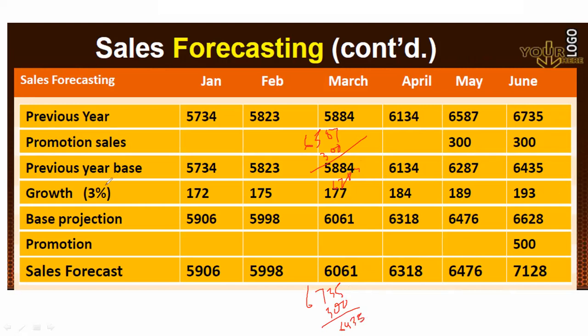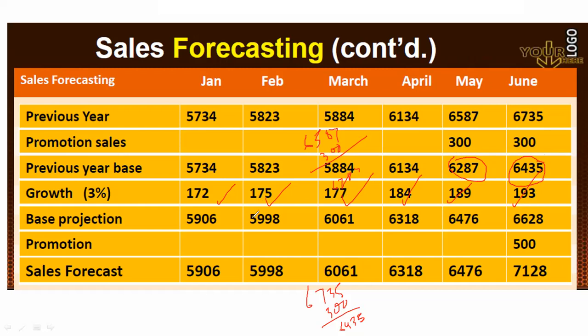Now, after applying the growth plan of 3%, you will get 172 for January's 5,734, 175 for February, 177 for March's 5,884, 184 for April's 6,134, 189 for May, and 193 for June.